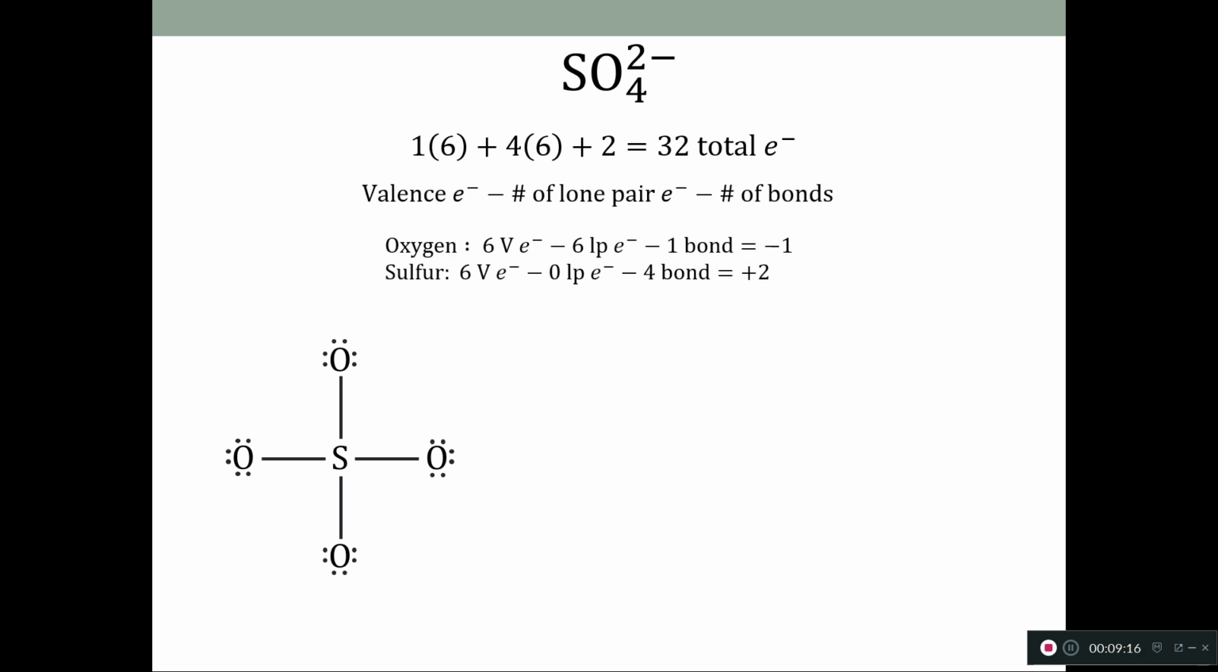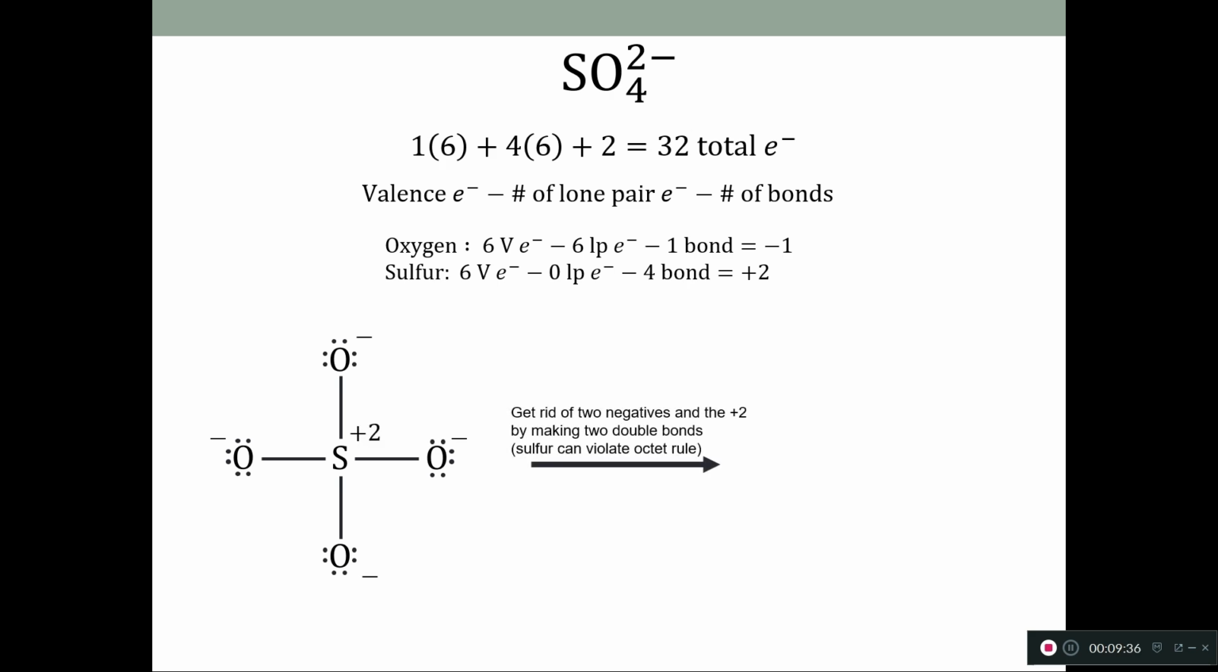So the oxygen, we do 6 valence electrons minus the 6 lone pair electrons minus 1 bond. They each have a -1 charge. The sulfur is 6 valence electrons minus 0 lone pair electrons minus 4 bonds, so it has a +2 charge. We want to put the charges next to the atoms like this.